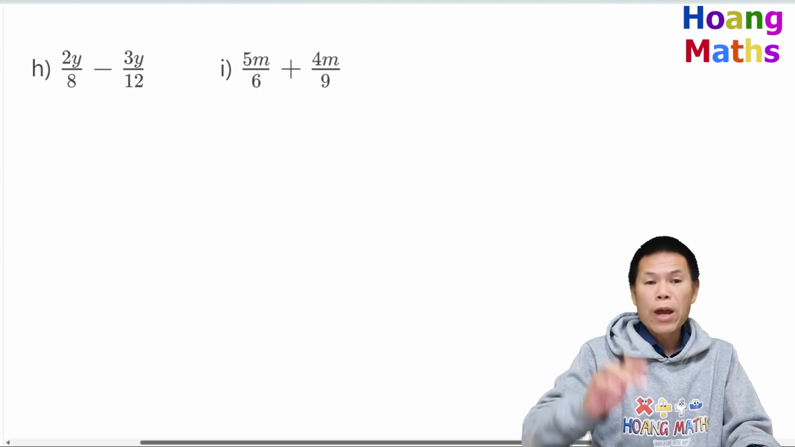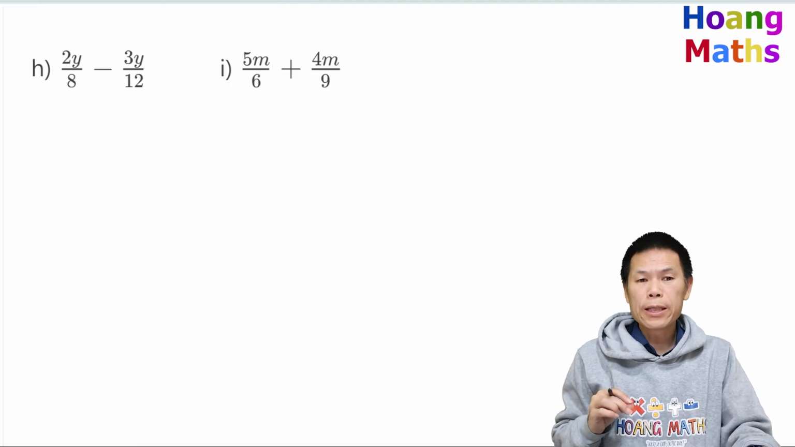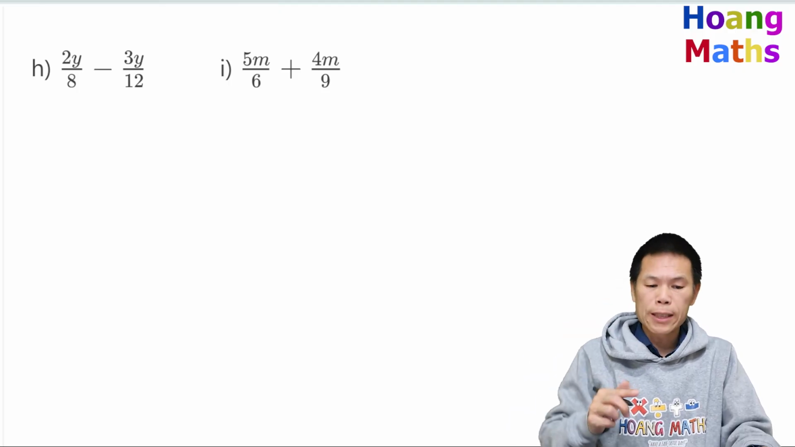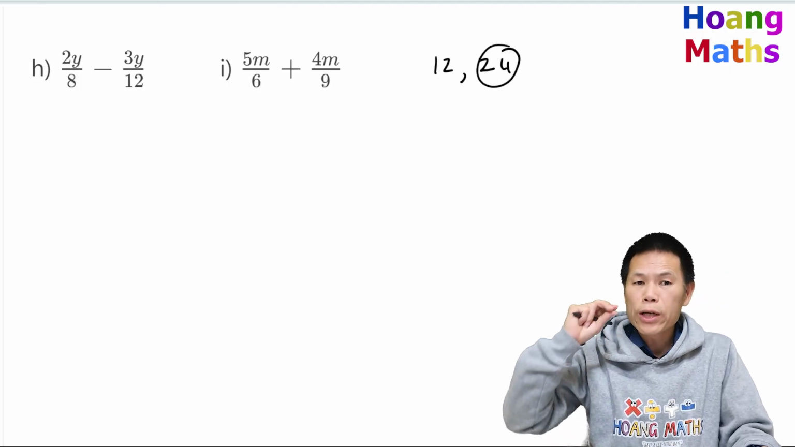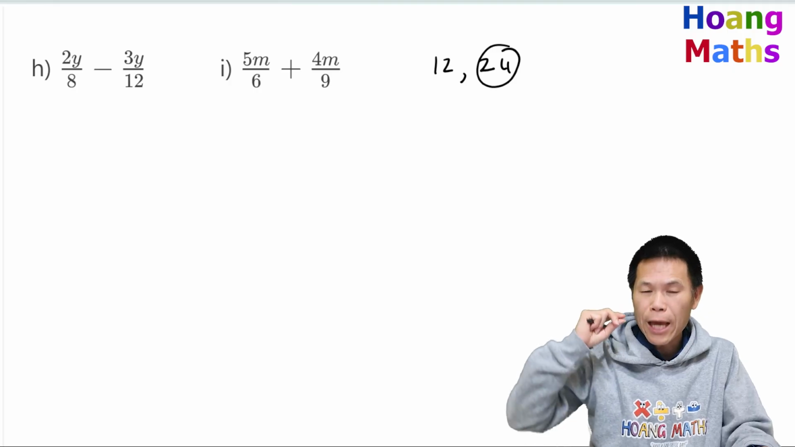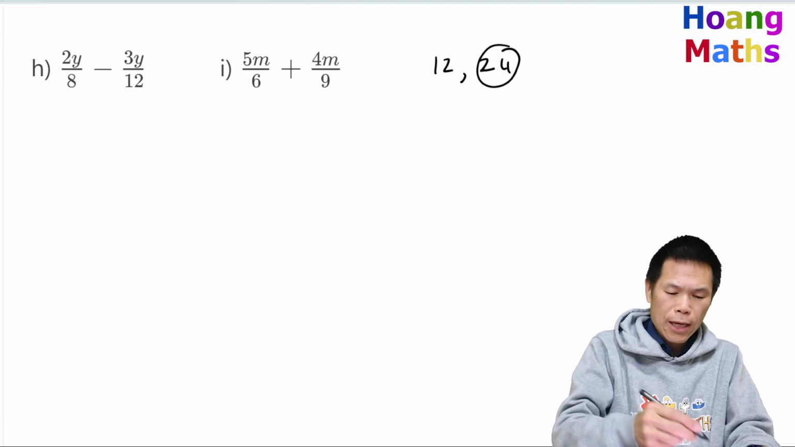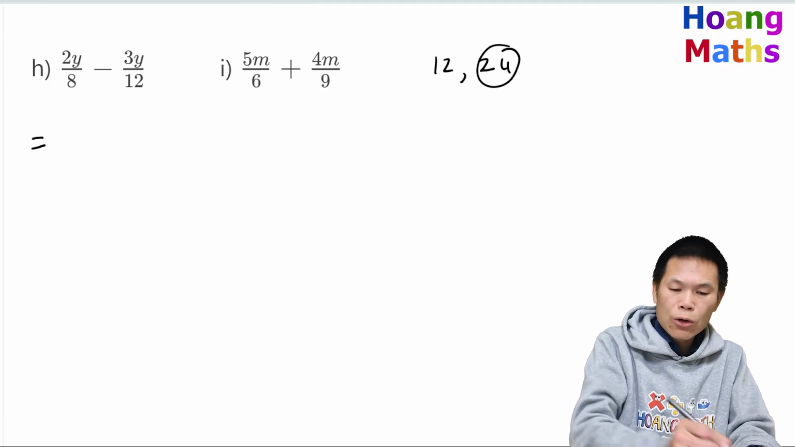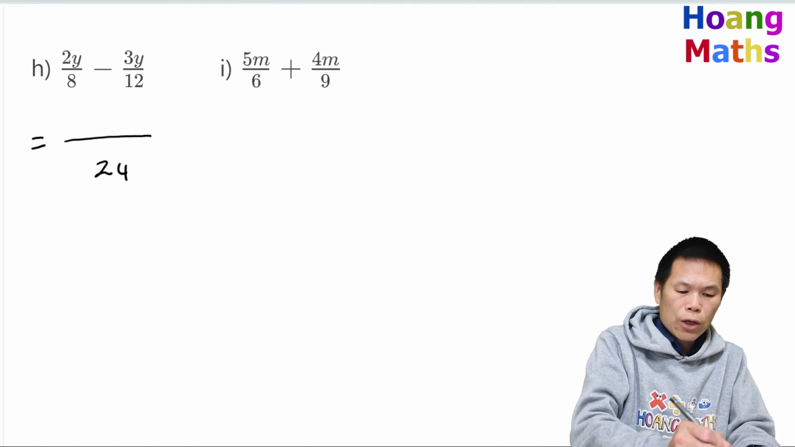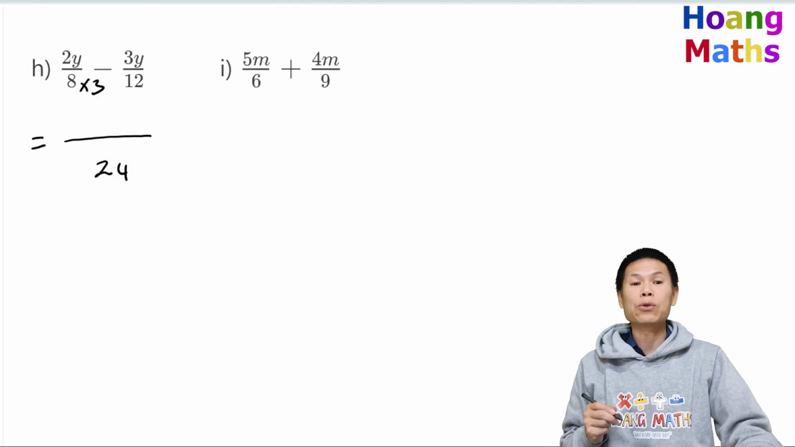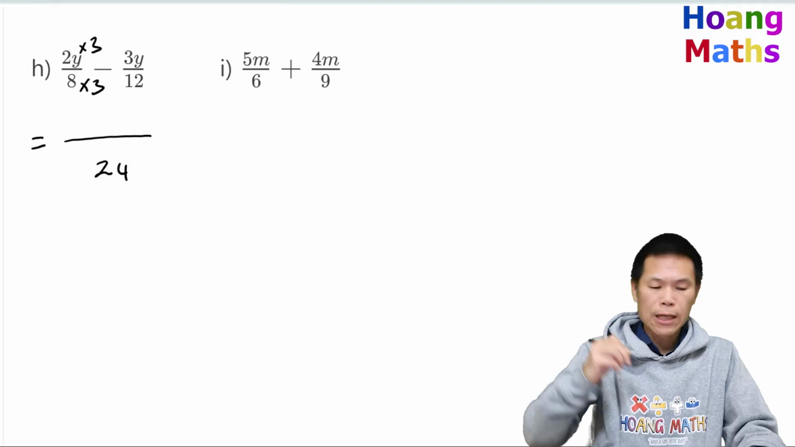Now, part H, we have 8 and 12 as the denominators. So therefore, 24 is the lowest common denominator. So if I list like this, 12, next one is 24. We stop here. So 24 is the lowest common multiple of 8 and 12. So in other words, 24 is the lowest common denominator, okay? So let me just write this down. That is equal to, let me clear this first. So that is 24. So we times this by 3, because 8 times 3 is 24. So this must times by 3. So 2 times 3 is 6. So 6y.